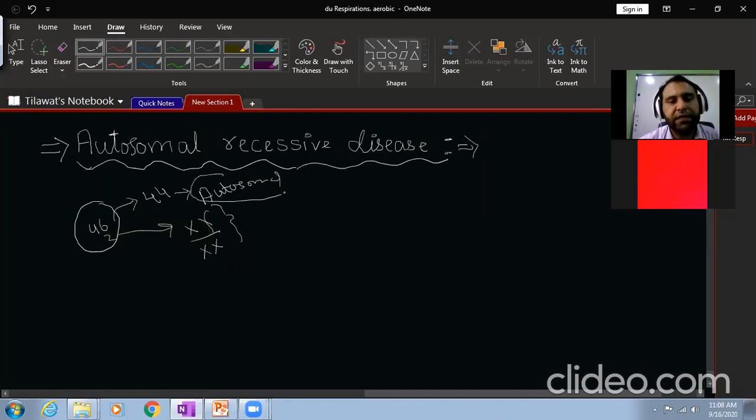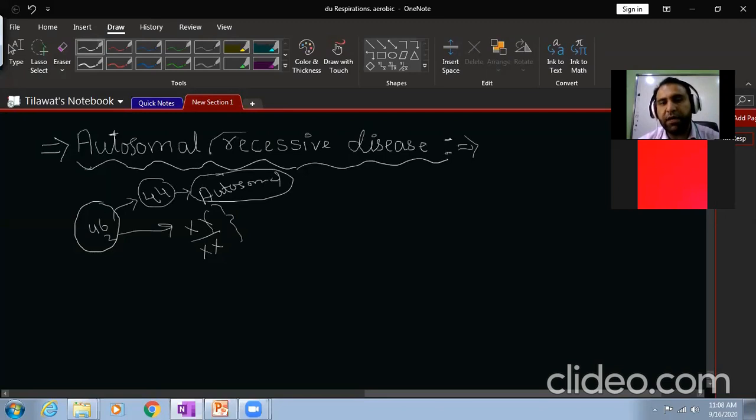Now we have another condition that is autosomal recessive disease. It means the problem will come on an autosomal chromosome, the remaining 46. Any chromosome, if some problem happens, right? So we will call that an autosomal disease.